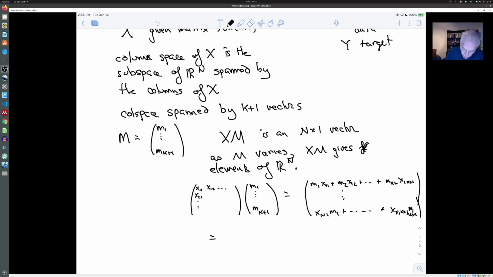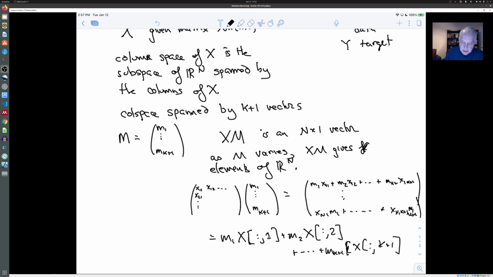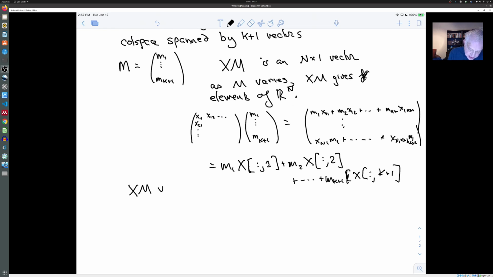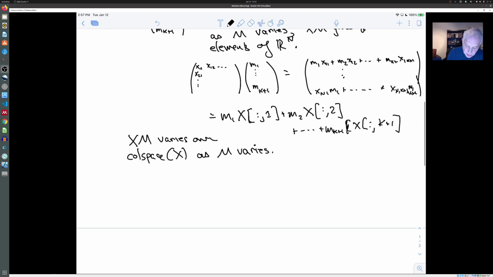And that's just m1 times the first column of x plus m2 times the second column of x plus up to mk plus 1 times the last column of x, using the Python-inspired notation where this means let the first index run all you want, but fix the second index to 1. So these are the columns of x. In other words, xm varies over the column space of x as m varies. And so if we look at y minus xm, I'm going to draw the picture like this. Here we have the column space of x.